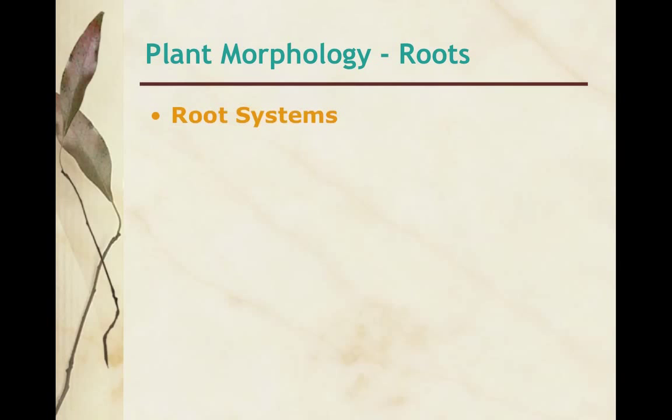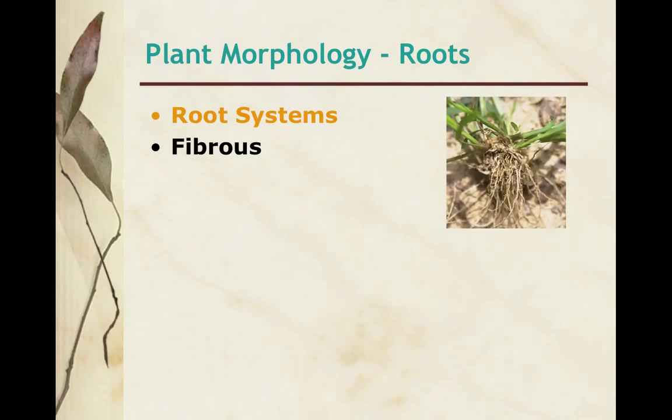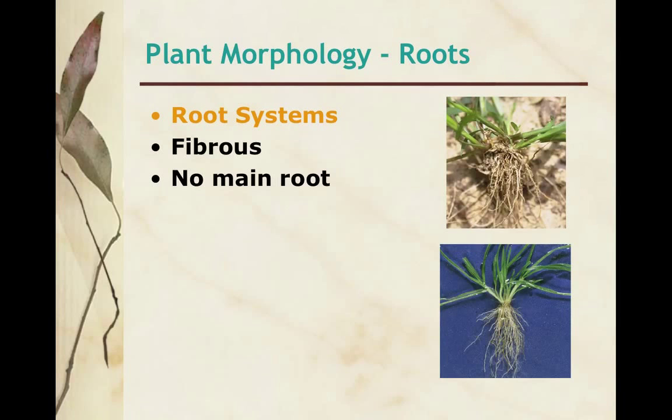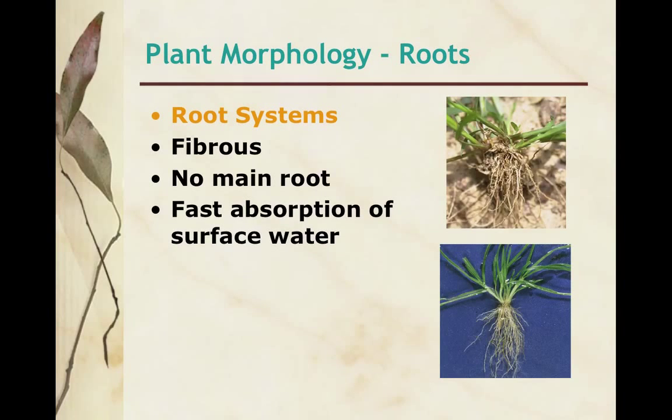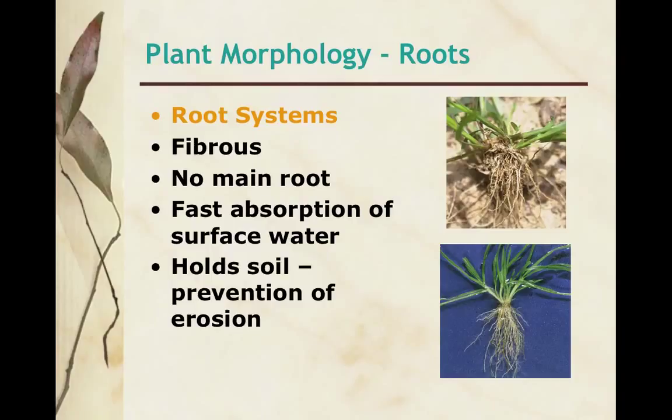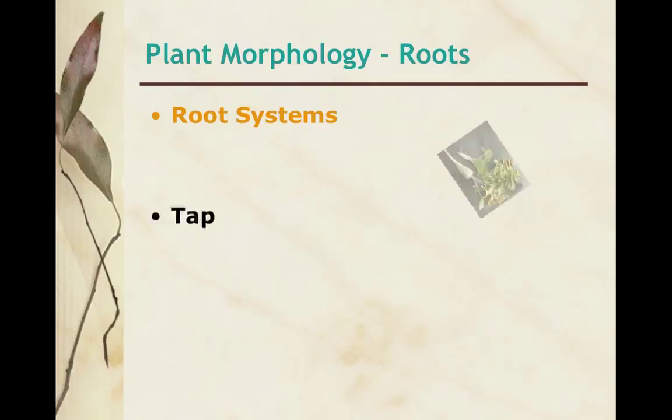And so there's two different kinds of root systems. This is a fibrous root system. There's no main root. Think like a carrot when you think of a main root. They're made for fast water absorption, and they help hold the soil, and they prevent erosion. These are found in monocots and seedless vascular plants, okay? So like things like ferns.